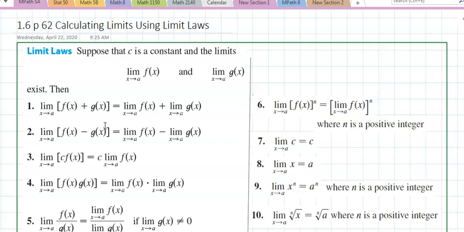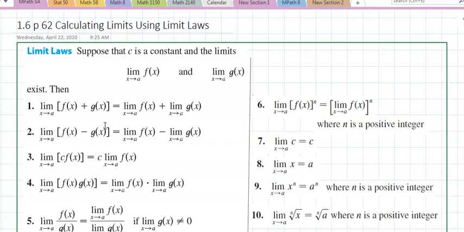How do you find a limit? You plug in numbers. How would a limit exist? If the limit from the right and the limit from the left equal. How would a limit not exist? If the limit from the right and the limit from the left do not equal. Everything we're learning now in this section is pretty much rules for a limit instead of plugging the numbers, which is the original definition.